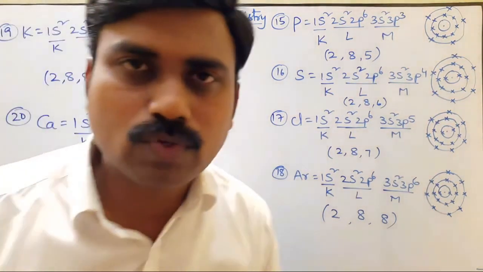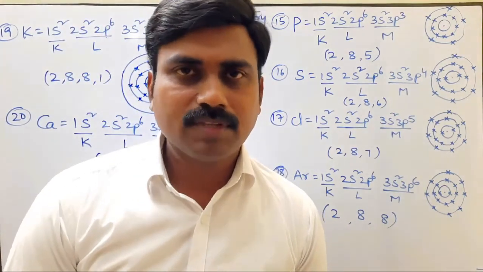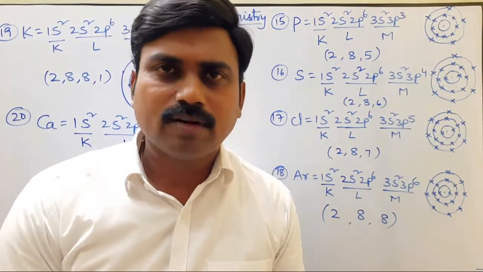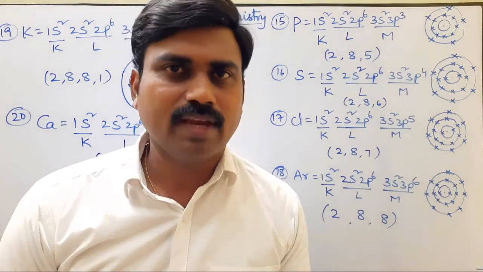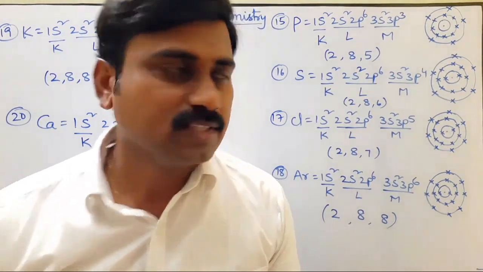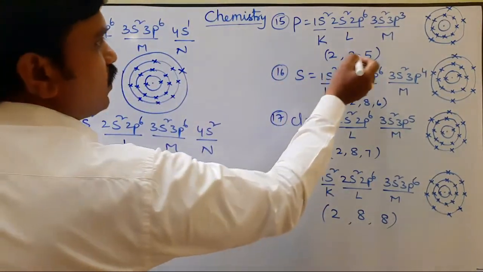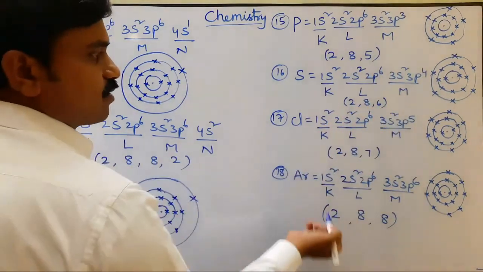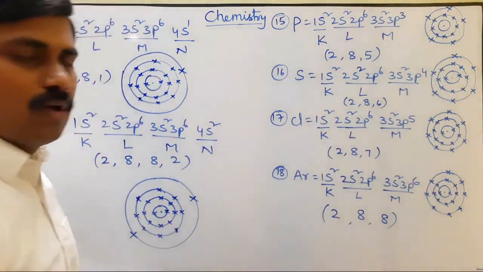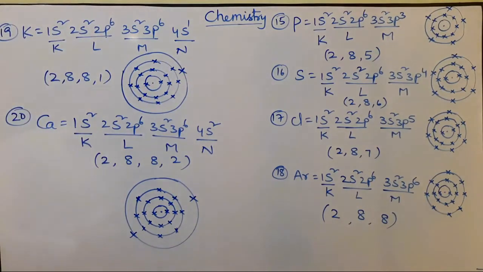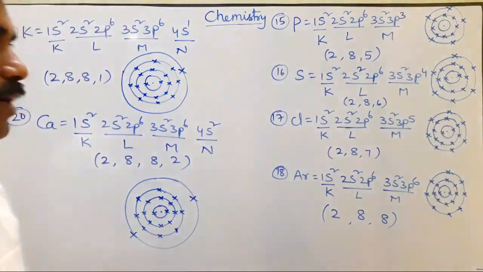So for elements 1 to 20, we now know how to draw the geometrical representation of the elements. Here we can also write the shortcut electronic configuration of all the elements. For example, for neon 2, 8, sodium 2, 8, 1. For phosphorus, having 15 electrons, 2, 8, 5. Sulfur 2, 8, 6. Chlorine 2, 8, 7. For argon 2, 8, 8. So by using all these electronic configurations, we get the shortest representation of the elements.